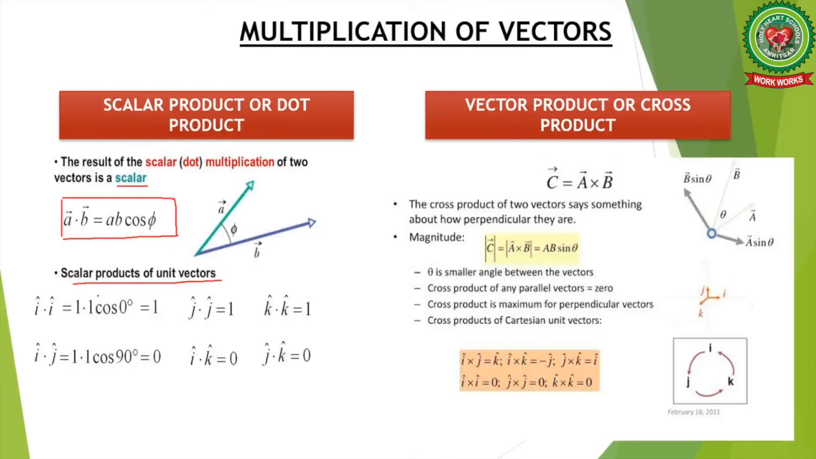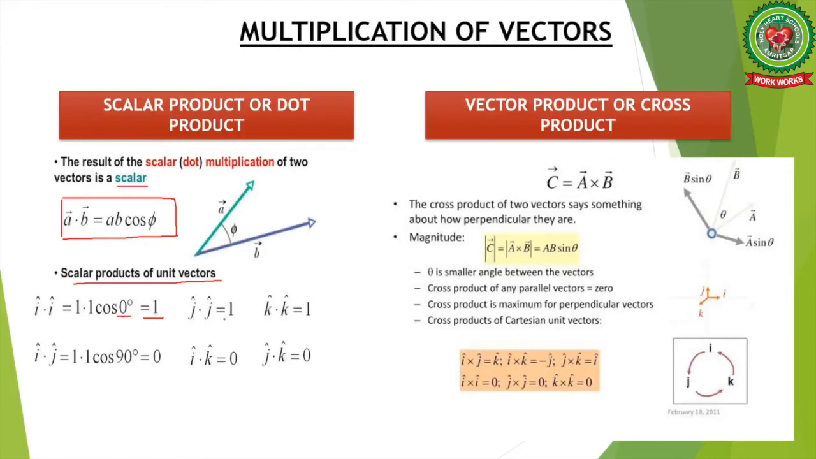What are the results? Some standard results you have to keep in mind. Remember, i dot i is always 1, because what is the magnitude of i? 1. Magnitude of i again 1. And what is the angle between i and i? Both are in the x direction, so the angle between i and i is 0 degrees. So the answer will be 1. Keep this result in your mind: i dot i is equal to 1.